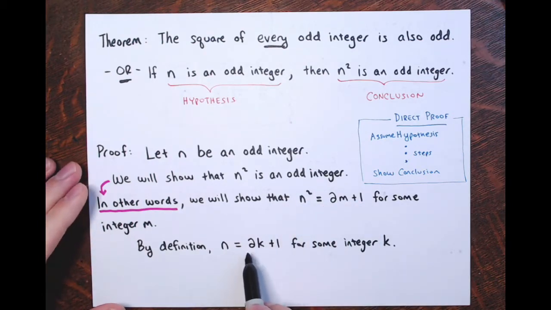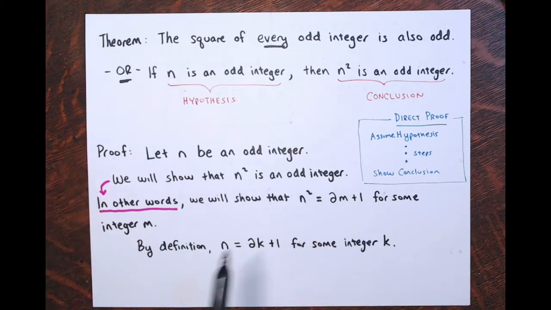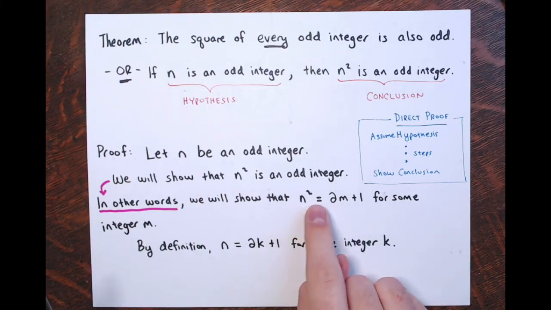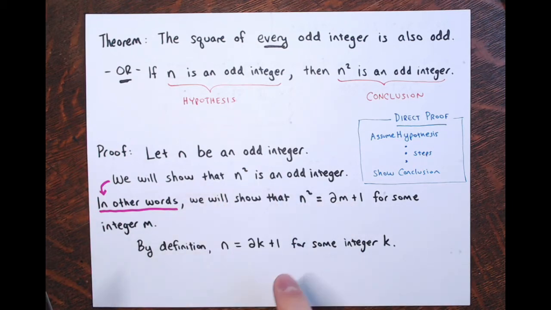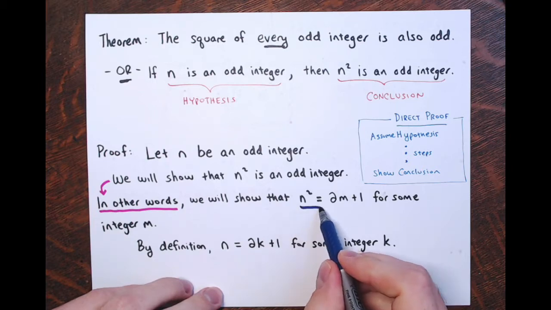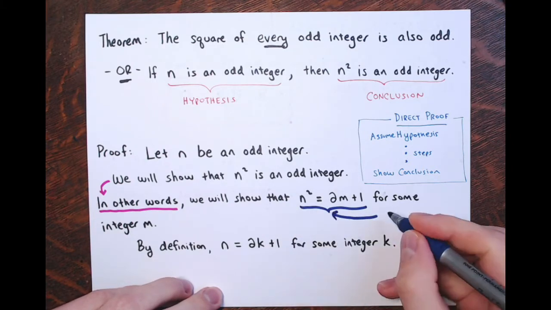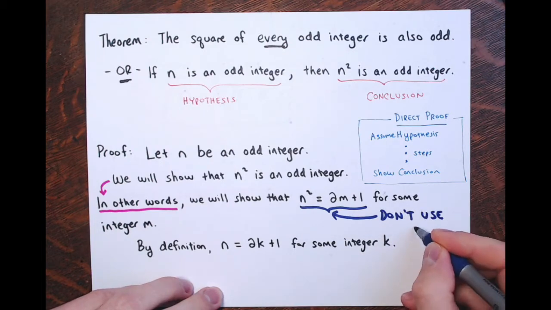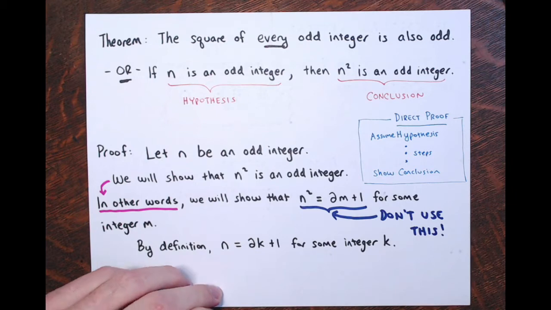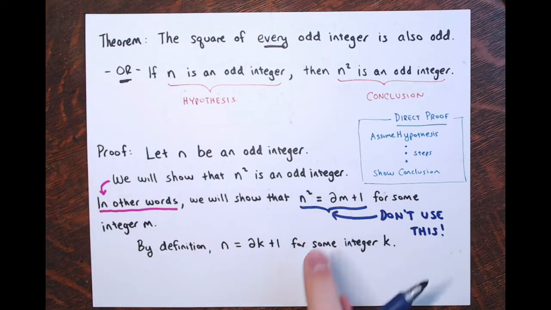So I can do that by plugging in this expression into n squared. Again, I'm not using this equation, because if I use this equation, that is circular reasoning. That's using what we're trying to prove. I'm trying to start here and eventually get to this. So I'll write that here: don't use this in the proof. You have to end with this.